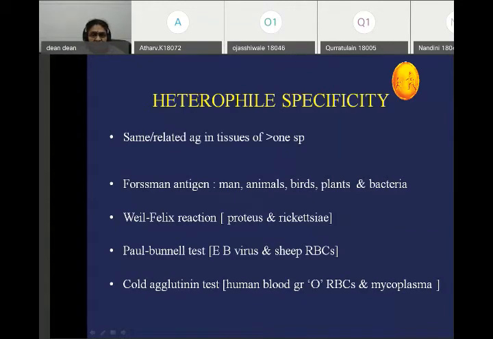Next is heterophile specificity. Some related antigens are present in tissues of more than one species. For example, Forssman antigen. Another example is the Weil-Felix reaction, where we use Proteus antigens to diagnose infections caused by Rickettsia. In the Paul-Bunnell test, you can use sheep RBCs to detect infection caused by Epstein-Barr virus. Because of sharing of antigen, we can use human blood group O RBCs to detect infections caused by Mycoplasma. All these are examples of heterophile antigens.